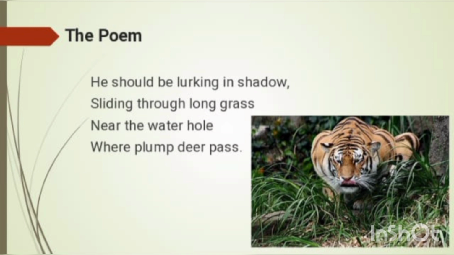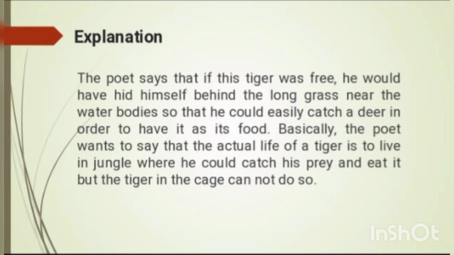He should be lurking in shadow, sliding through long grass near the water hole where plump deer pass. The poet says that if this tiger was free, he would have hidden himself behind the long grass near the water bodies so that he could easily catch a deer in order to have it as its food. Basically, the poet wants to say that the actual life of a tiger is to live in the jungle where he could catch his prey and eat it, but the tiger in the cage cannot do so.